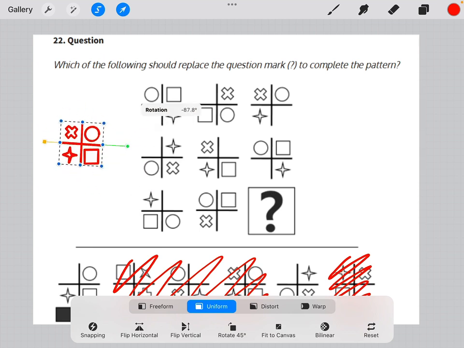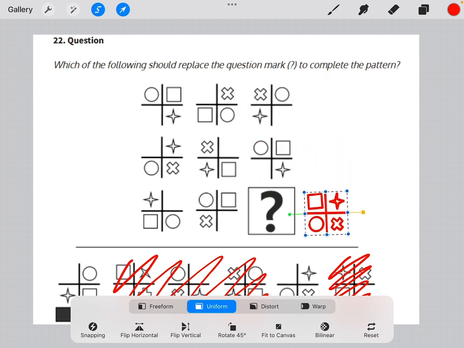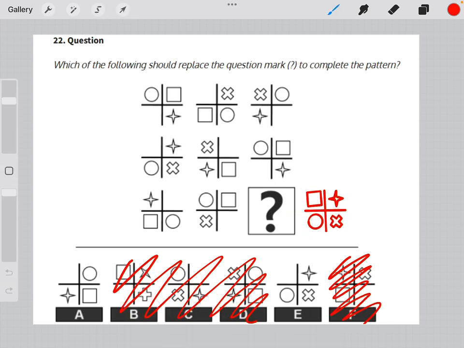So if I were to do the same thing to column 3 and match this positioning and then rotate it 90 degrees counterclockwise, I would see that my answer choice needs to be in this orientation, but with the top left shape made invisible or missing, and that would match answer choice E.